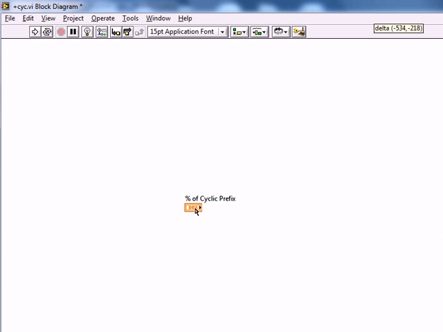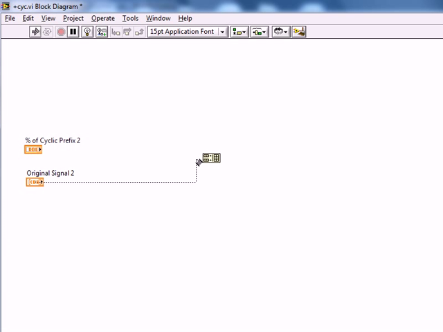We need to accept some number, percentage of a cyclic prefix, a number between 0 and 1, 0 resulting in the original signal being passed through, and 1 resulting in 100% cyclic prefix, so basically two periods of our OFDM symbol back to back. Next, of course, we need our original signal. And then we know what we're going to need to do is eventually concatenate the cyclic prefix with our original signal. So we can go ahead and take care of that now.